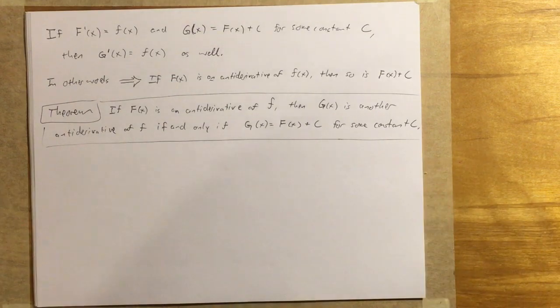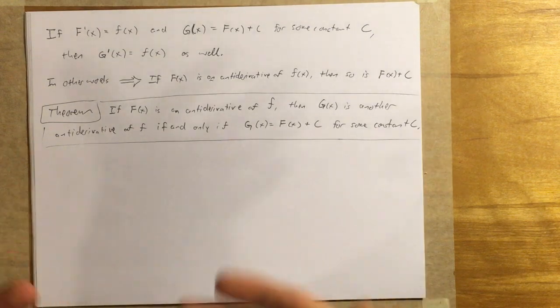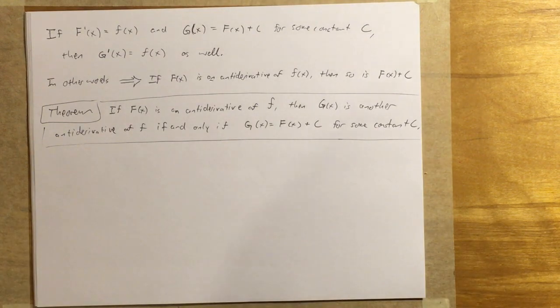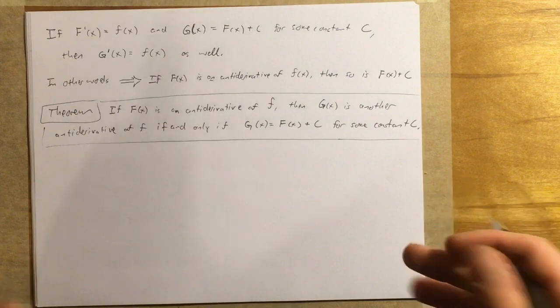This gives us the idea of the set of all antiderivative functions for a given starting function. They're all different from one another by just the addition of a constant. That's it. There's never going to be two antiderivatives that are fundamentally different, like different types of functions, or that differ by some term other than just a constant term.